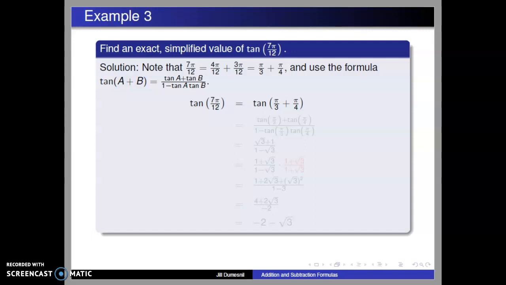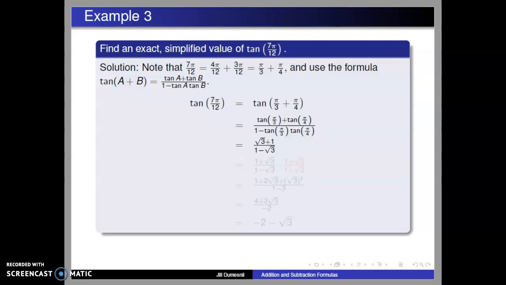So tangent of 7 pi over 12 equals tangent of pi over 3 plus pi over 4. We can substitute the values of a equals pi over 3 and b equals pi over 4 into the formula for tangent of a sum. Now we have special value angles whose tangents are known. We know that tangent of pi over 3 is root 3, and tangent of pi over 4 is 1. So we get the quantity root 3 plus 1 over 1 minus root 3.